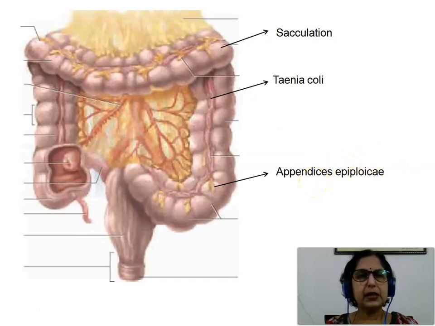Again, a diagram of the large intestine showing us these three features: the tinea coli, thickened band of the longitudinal smooth muscle fibers of muscularis externa, the saculations or the dilatations, and the appendices epiploicae.